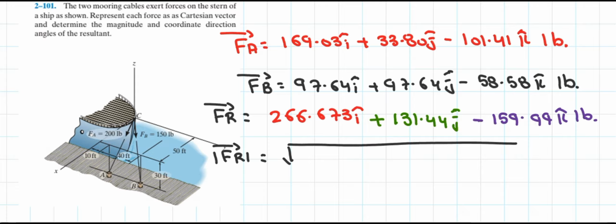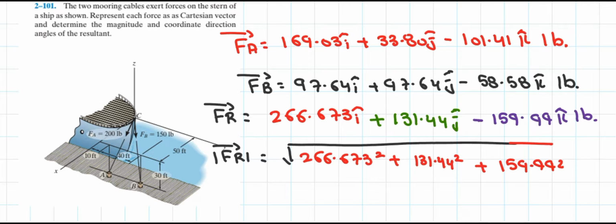The x in this case is nothing but 266.673. The y in this case is nothing but 131.44. And the z in this case is nothing but 159.99, or you can say negative 159.99. So it will become 266.673 whole square with positive sign, 131.44 whole square with positive sign, 159.99 whole square. And don't worry if you write the negative sign here, the square will automatically convert the negative sign into the positive sign.